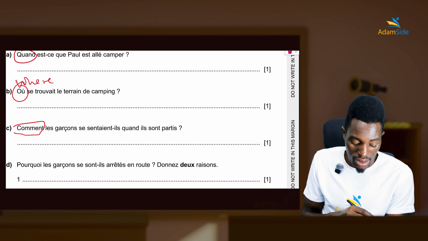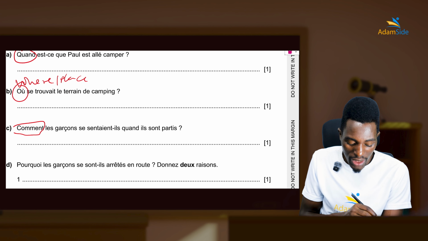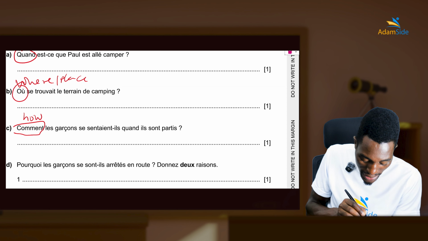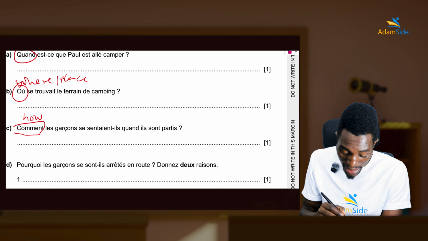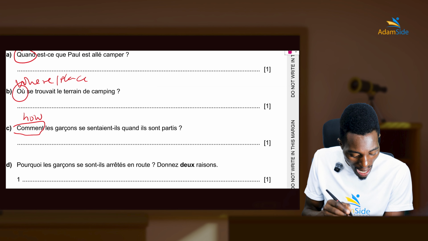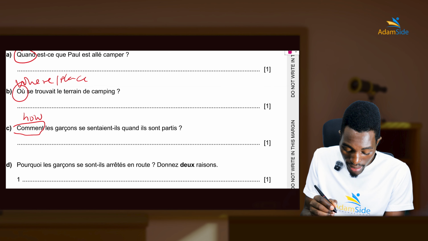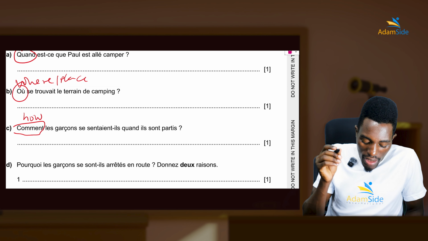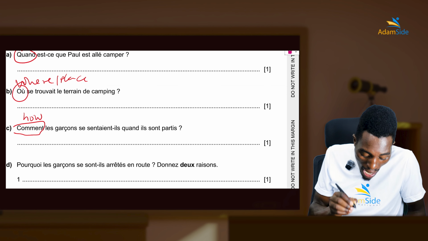Where is it found? So we explain where is a place. So we expect a place here. Then comment. Comment is how. So we expect a condition explaining how. Comment les garçons se sont-ils quand ils sont partis? How the boys feel when they left. So we expect that the answer you will give will answer the question of how.